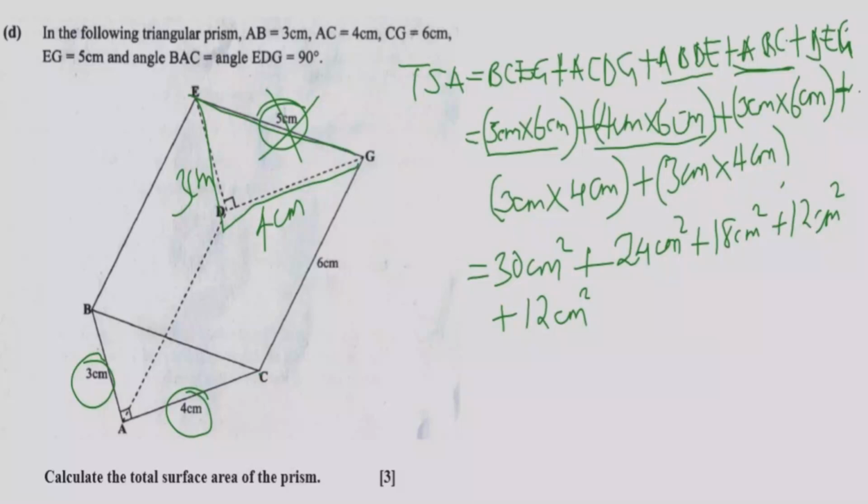54 plus 18 will give us 72. 72 plus 12 is 84. 84 plus 12 will give us 96. So the total surface area is 96 centimeter squared. This is the total surface area of this prism.